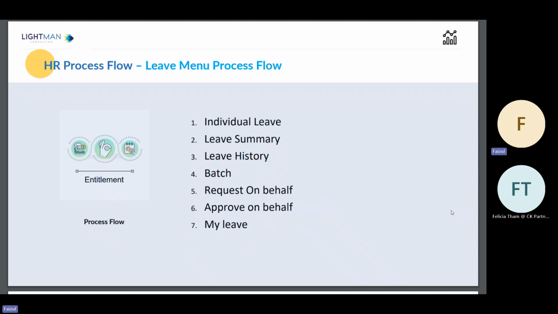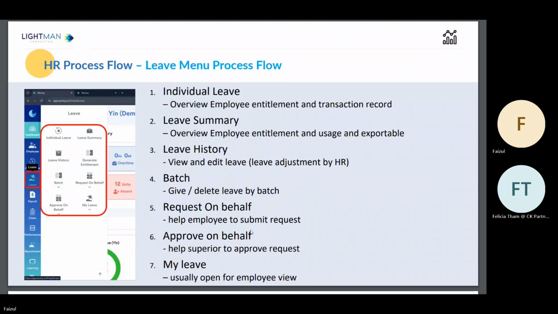Next is the leave menu process flow. First is individual leave, second is leave summary, third is leave history, fourth is batch, fifth is request on behalf, sixth is approve on behalf, and the last one is my leave. So this is the image from the leave, and this is the flow.